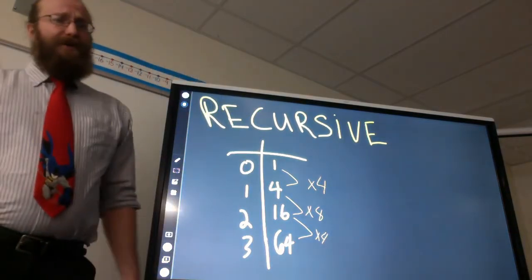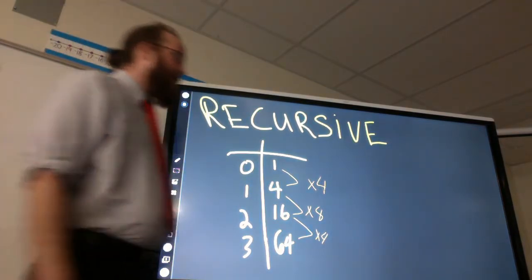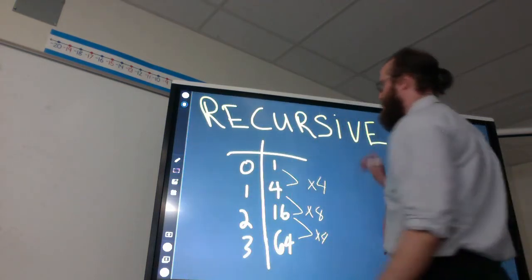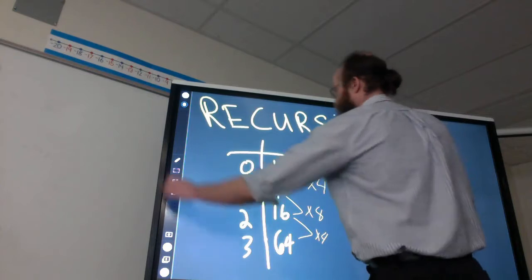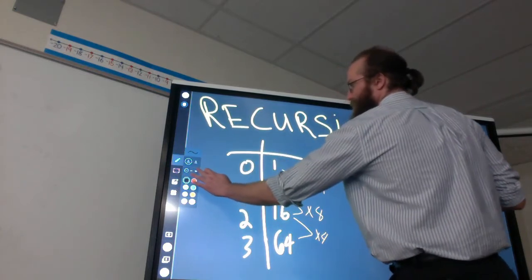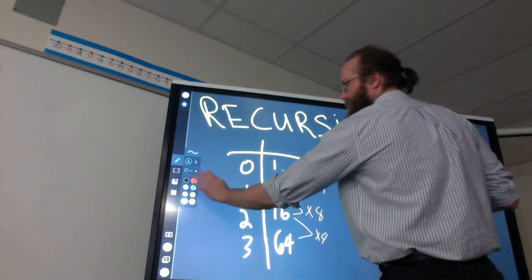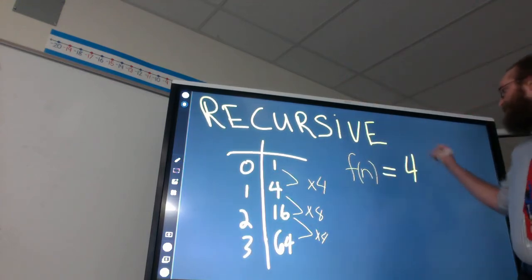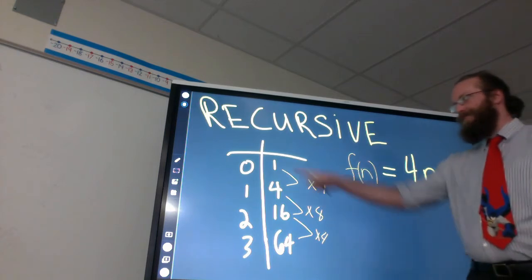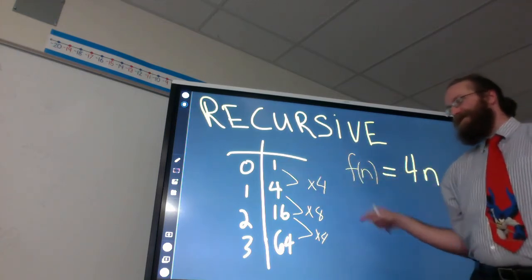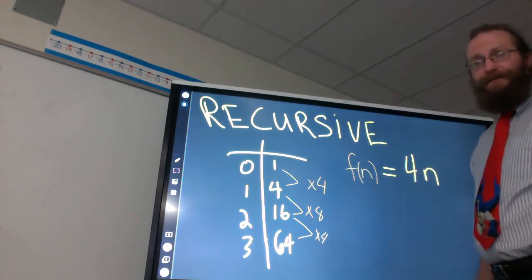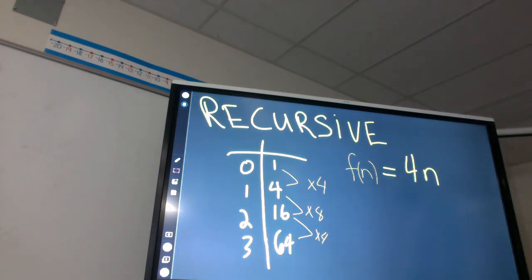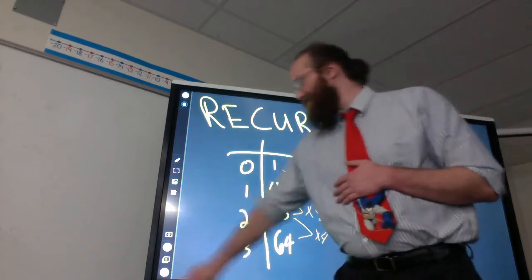Therefore, our recursive equation is pretty easy to write. It is f of n equals 4 times whatever step you were on, because we multiplied by 4 to get to the next step. The recursive equation in this situation is pretty easy to write, right? 4 times n, we're done. Woohoo! All right, moving on to the explicit equation.